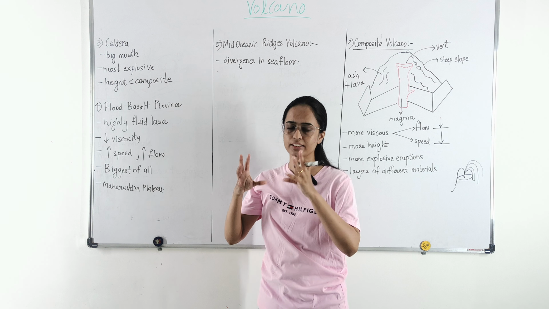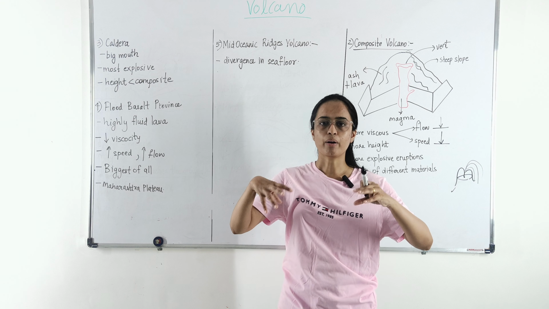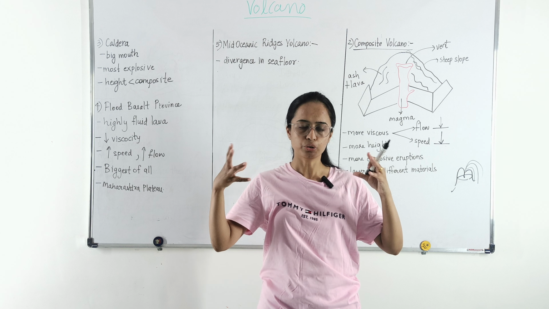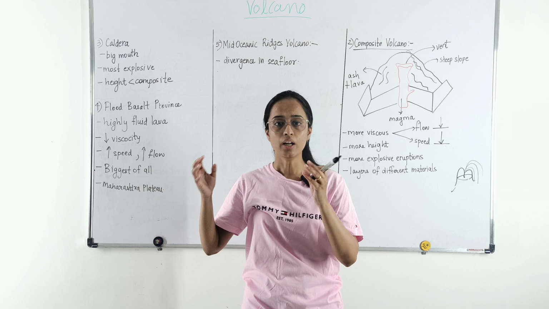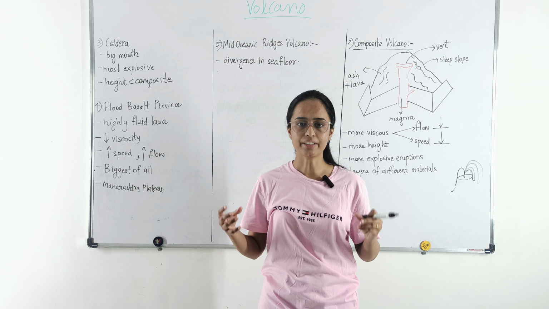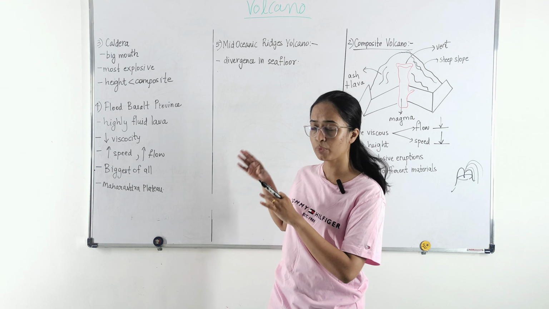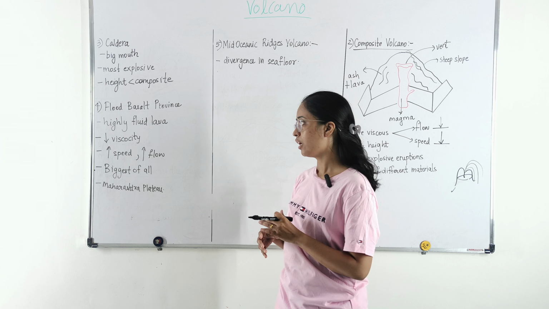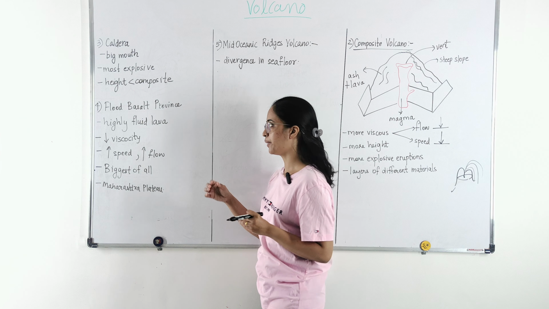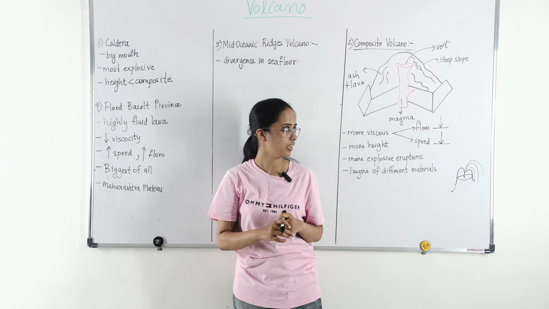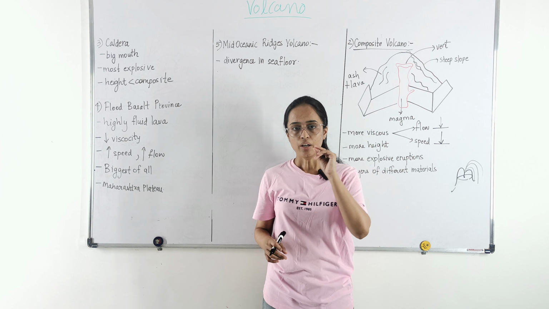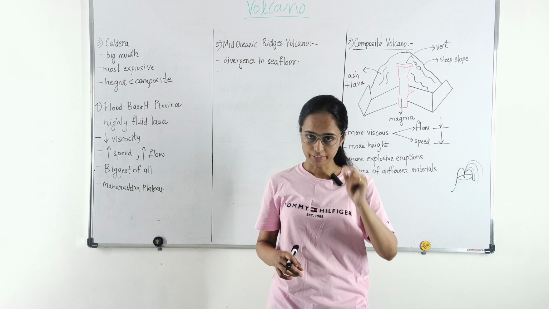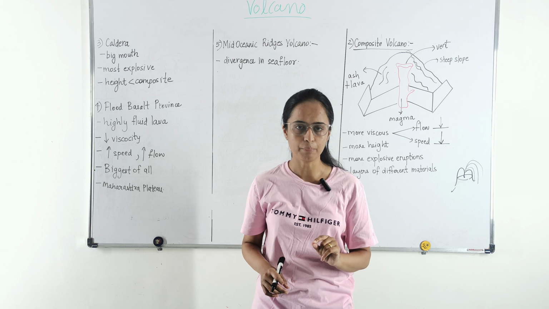Also, since it has got a big mouth, it means that the amount of magma that is vented out through the vent via this mouth is also large in quantity. That is why caldera is one of the most explosive volcanoes. But at the same time, if you try to compare its height with the composite volcano, the height of a caldera volcano is less than that of a composite volcano.